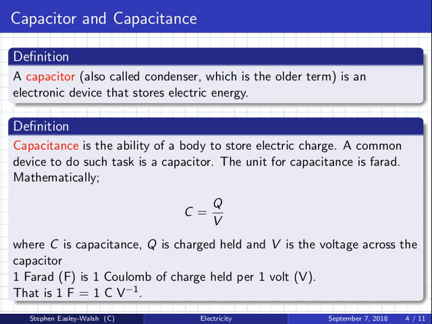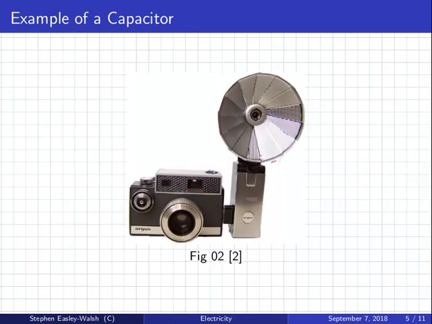Okay. Here is an old example, but it gives you the idea of how a capacitor could be useful. The flash on the camera requires a lot of energy, more energy than the battery can provide. So what do they use? A capacitor. The capacitor charges up and then releases all the energy at once. That's how the flash works.